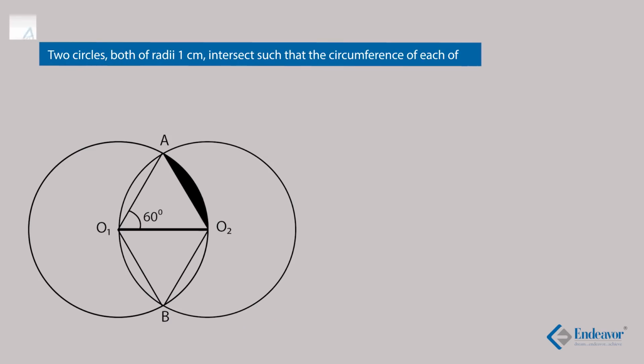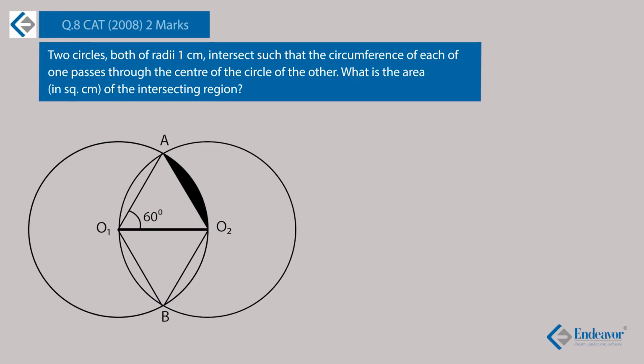circles. So the question is: two circles, both of radius 1 centimeter, intersect such that the circumference of each one passes through the center of the circle of the other. What is the area in square centimeters of the intersecting region? And the options were given like this.